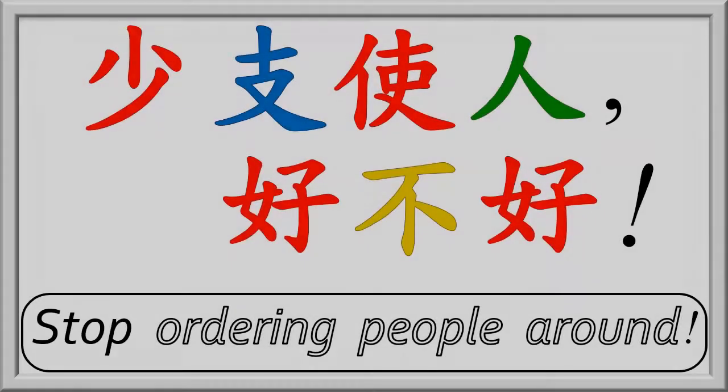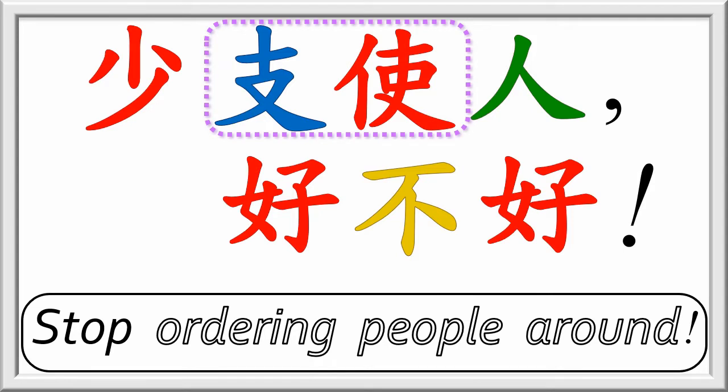And finally, 知 from the previous lesson pairs with 使 to create 知使, meaning to order someone around, which often creates feelings of resentment, as in this example. 少指使人好不好? Stop ordering people around. Even more useful is this next character, another variation on today's first one.